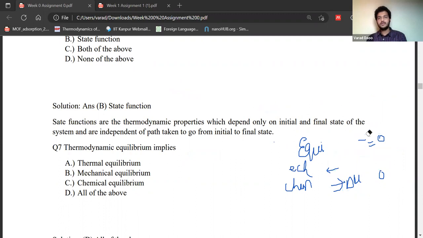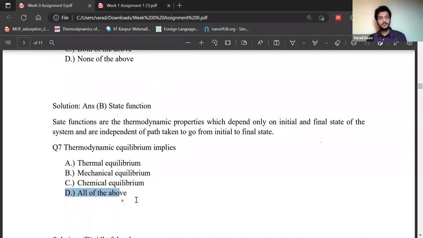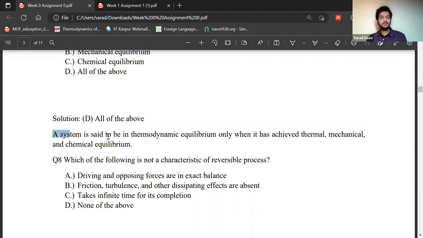So the answer would be all of the above, right? Thermodynamic equilibrium plus thermal equilibrium plus mechanical equilibrium plus chemical equilibrium, that means all of the above, right? A system is said to be in thermodynamic equilibrium only and only when it has achieved thermal, mechanical, and chemical equilibrium, right?